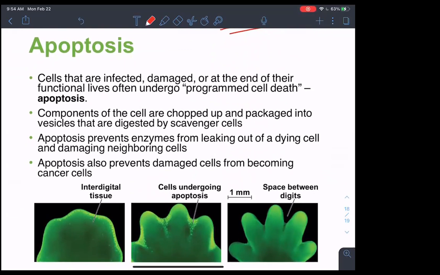All right, so now let's talk a little bit about apoptosis, because sometimes the cell needs to be told to actually just die.